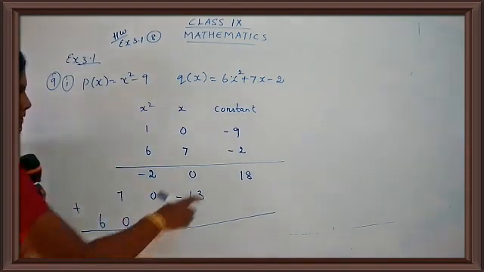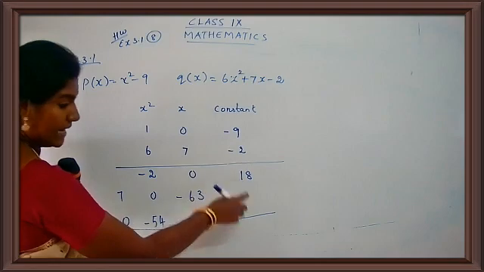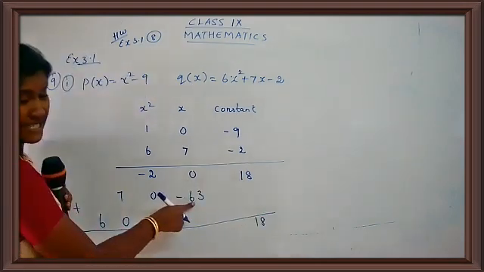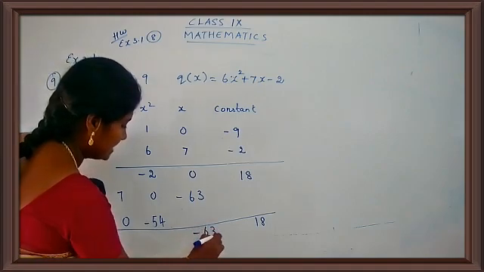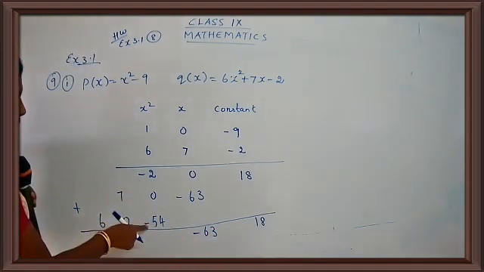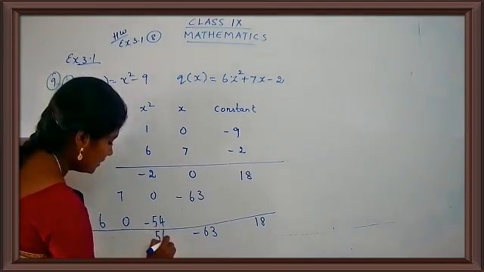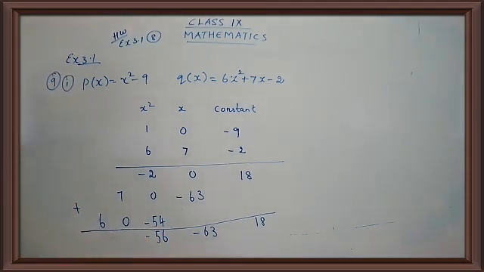So, what is the answer here? 18 and no numbers are there, so directly 18. 0 minus 63, you will get the same answer, minus 63. Minus 2 minus 54, minus minus, it's plus. So 54 plus 2 gives you 56 with the minus sign. You get minus 56, minus 63, 18.